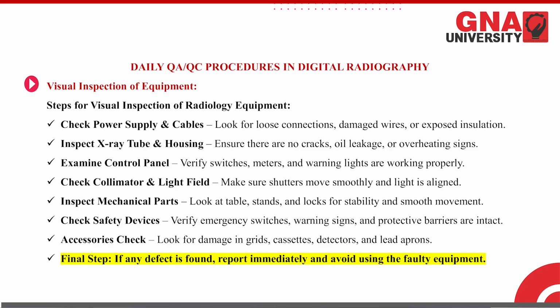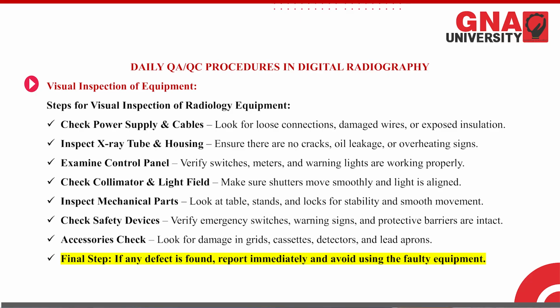And the next one is that we have to inspect the mechanical parts. We have to inspect various mechanical parts, like the patient table. We have to check the patient table, whether it is moving properly, front and back, and whether it is tilting properly. We have to check this also.